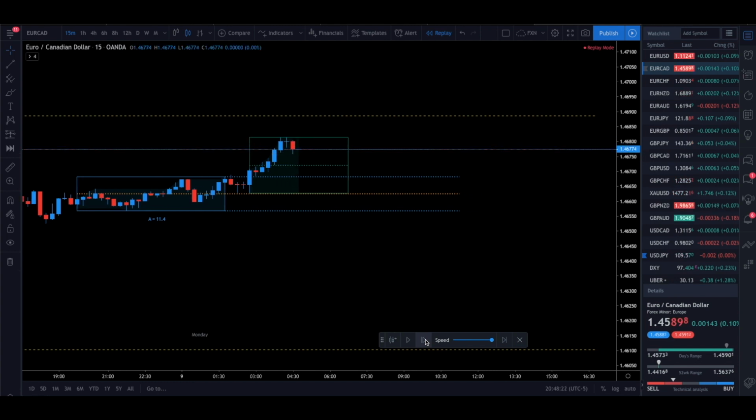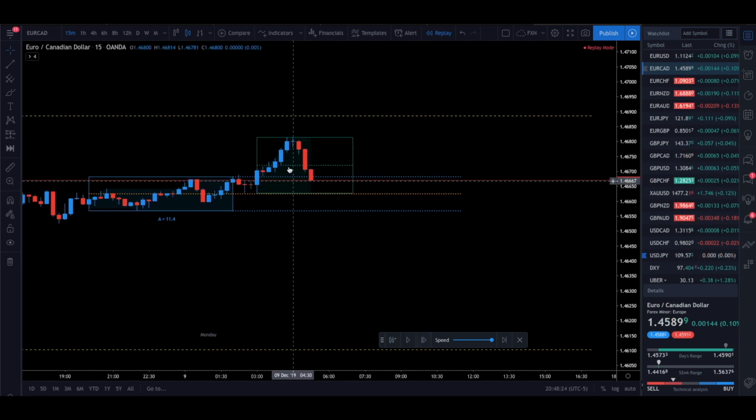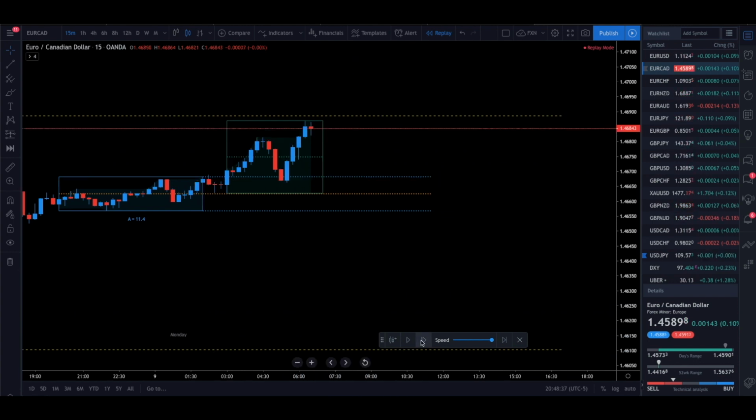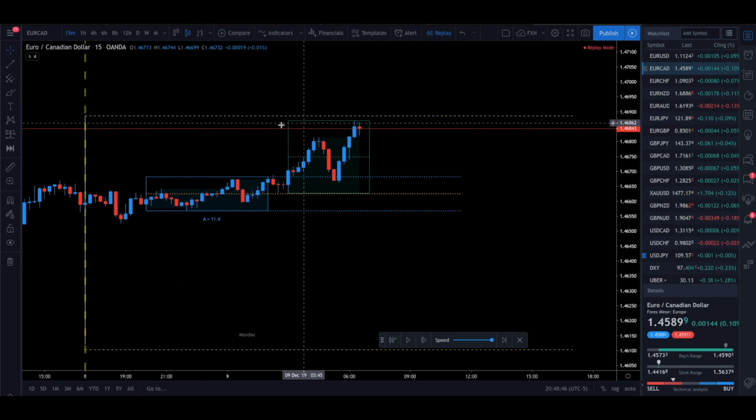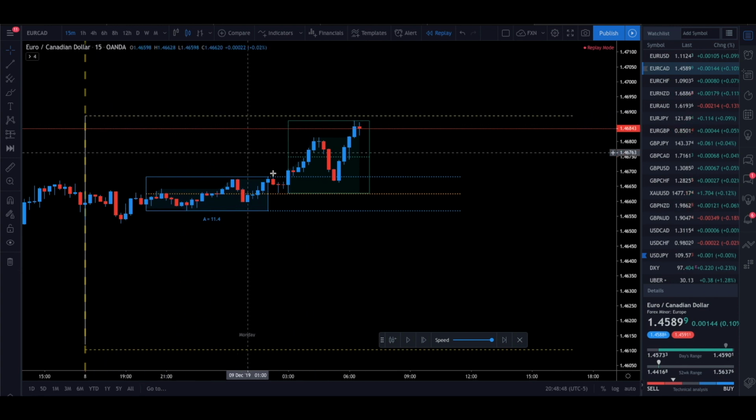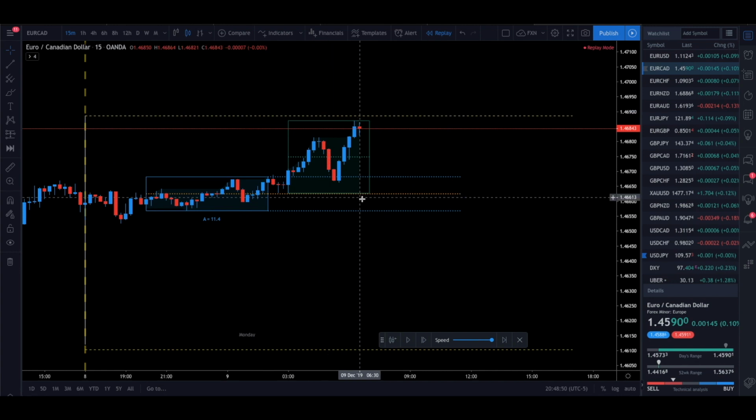You can see we are making what looks like a first leg here, potentially. And now you can see we made the first leg, went back up. Now we're tagging what? The yellow line here is yesterday's high, right? So we're basically tagging yesterday's high.